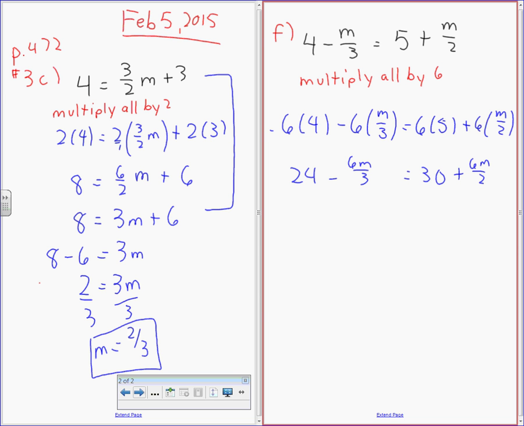All right, Caleb, you're not off the hook yet. What's 6m divided by 3 turn into, please? 2m. Good. And you're still not done. What's 6m divided by 2? Oh no, 3m. Good, good.